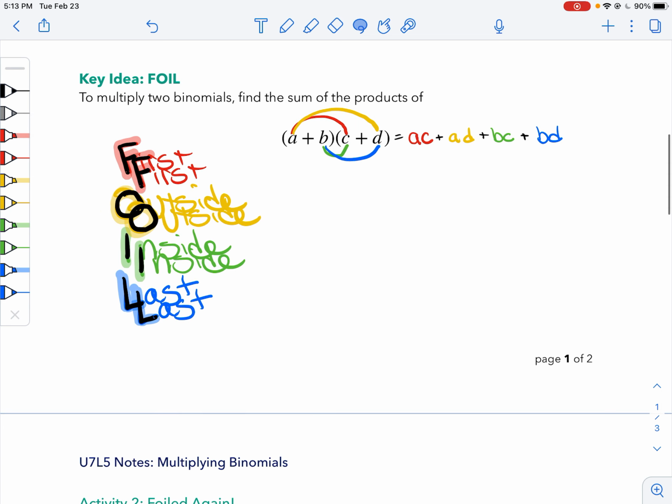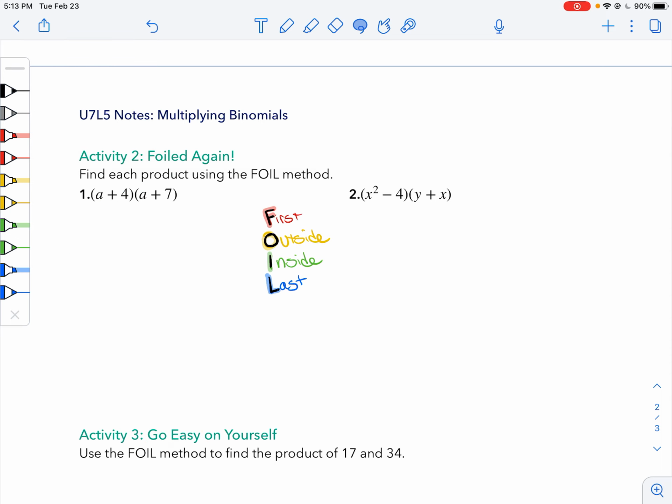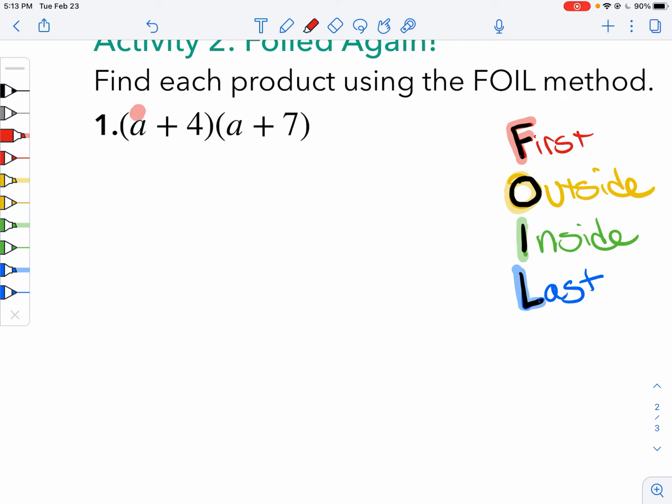Whee! Oh, watch what I apparently cannot do. Whee! Okay. First, I need to multiply the first numbers together. A times A.